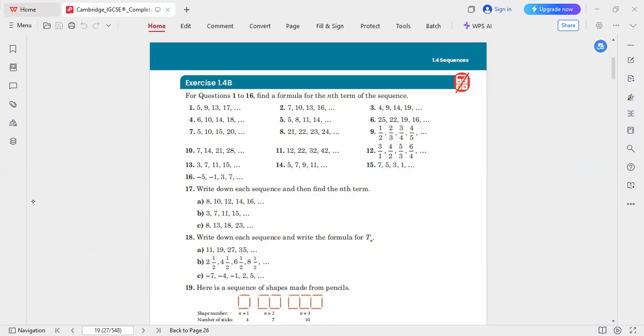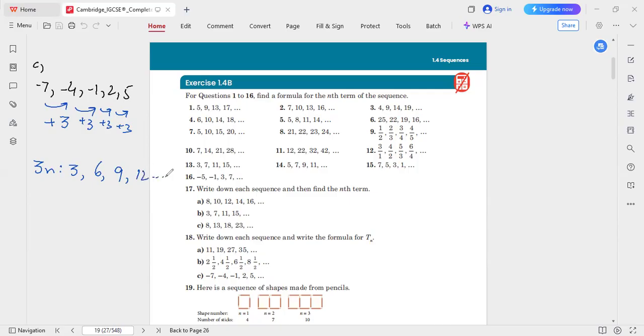So let's go on with the C part. In C part, we have the terms as negative 7, negative 4, negative 1, 2, 5. So first of all, again, let's find out the common difference. In negative 7, I need to check what I need to add to get negative 4. I need to add 3 to get negative 4. Then again, I need to add 3 to get negative 1, adding 3, adding 3. It means that the sequence that I need to make is according to 3n. So 3 1 times 3, 3 2 times 6, 3 3 times 9, 3 4 times 12, and so on.